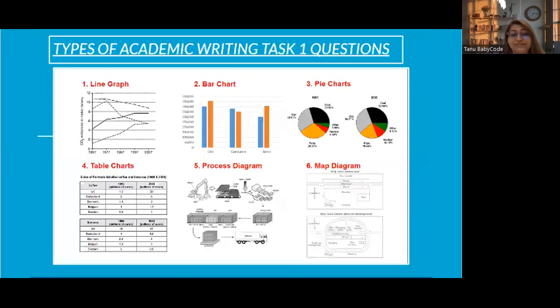So now let's see the types of questions. These are the Task 1 questions that come in your writing Task 1. There are 6 here, you can see. First is line graph, second is bar graph, pie chart, table, process diagram, and map diagram. One more is there, which is a combination one. So you may get any combination of any pictures.